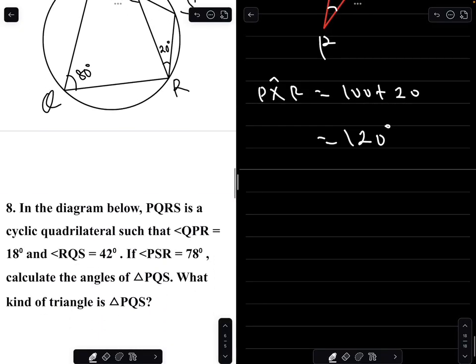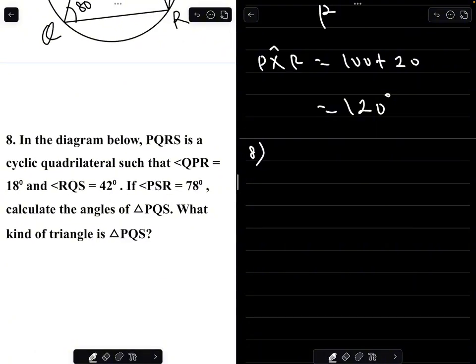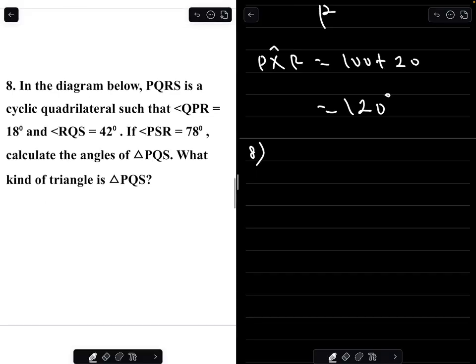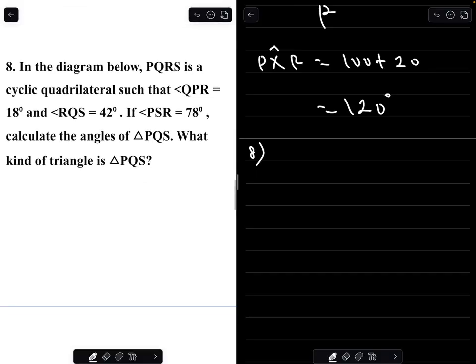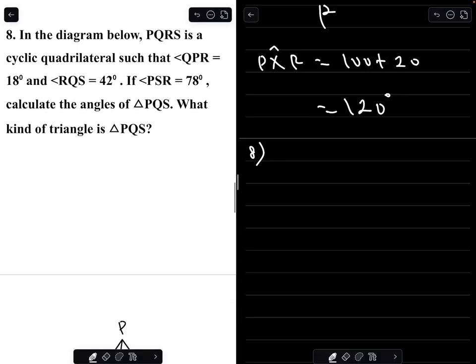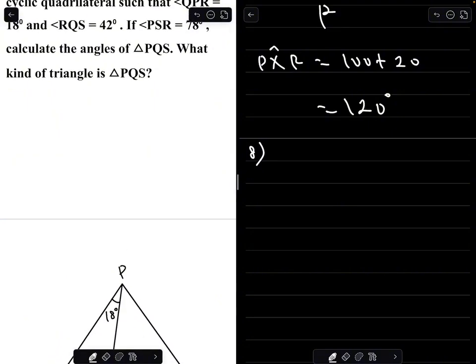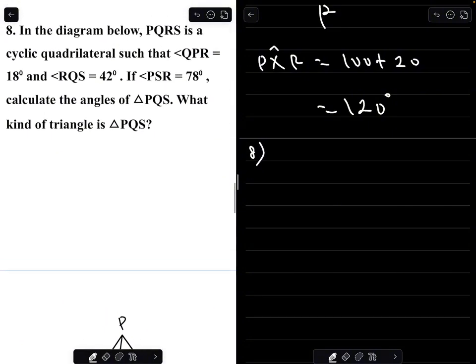So we go to the next one, which is number 8. In the diagram below, PQRS is a cyclic quadrilateral such that angle QPR is equal to 18 degrees and angle RQS is equal to 42 degrees. If angle PSR is equal to 78 degrees, calculate the angles of triangle PQS. What kind of triangle is triangle PQS?